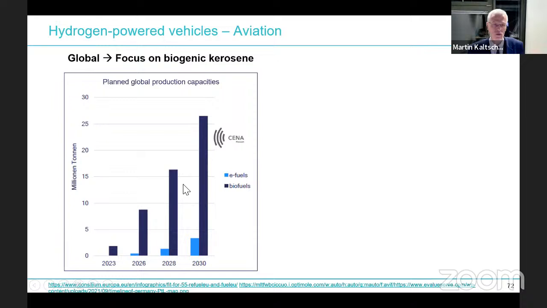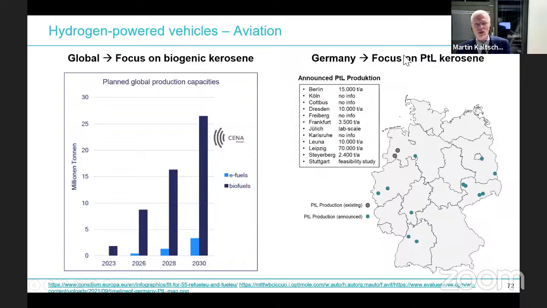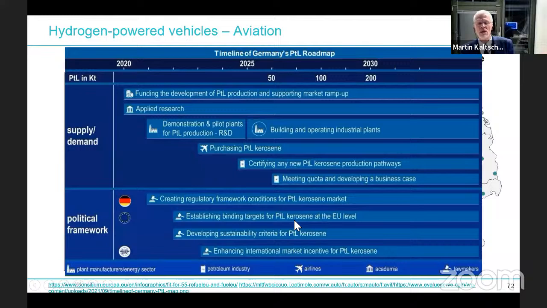A lot of biorefineries are currently, let's say, developed. And in Germany or in Europe, there is more the focus on PDL kerosene. So there is also a market. It's maybe a smaller market for the time being, but there is a market, and especially in Germany, there's a clear timeline for Germany's PDL roadmap that, let's say, the German government would like to push use of hydrogen as power to liquid kerosene in the years to come.